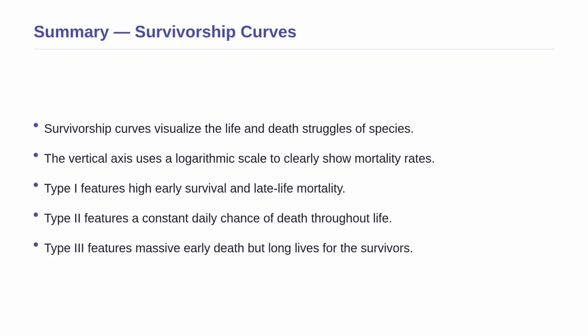We have covered a lot of ground today, so let us review the key takeaways. Survivorship curves are a beautiful and simple way to visualize the life history strategies of different species. Remember that we plot the number of survivors against age on a logarithmic scale to clearly see mortality rates. We learned about type 1 species that protect their young, type 2 species that face constant daily threats, and type 3 species that abandon millions of offspring to the elements. Mastering this allows ecologists to predict population changes and design effective conservation strategies. Great job following along.